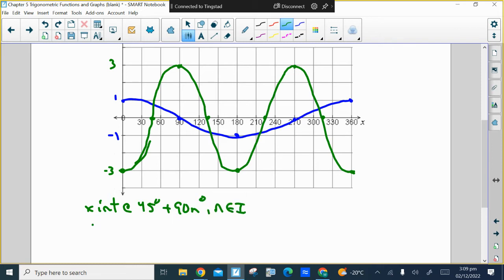Our y-intercept is where we started this graph at 0, negative 3. That's the starting point.